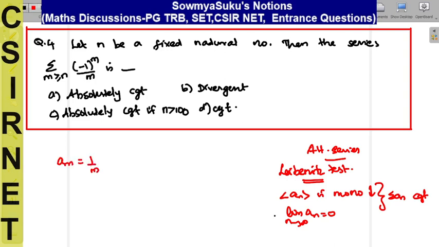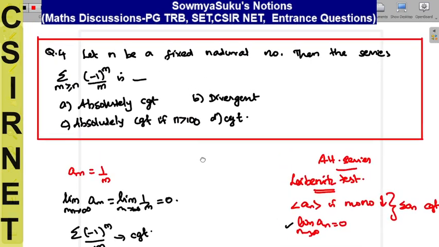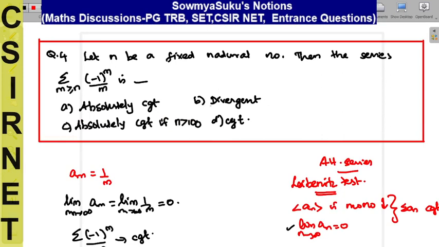Then check this one. This is a monotonically decreasing sequence. You can put m equal to 1, 2, 3, etc. and check whether it is decreasing. Certainly it is a decreasing sequence. Then the limit as m tends to infinity of am equals the limit of 1 by m. As m tends to infinity, 1 by m tends to 0. So we can say that the corresponding series summation of minus 1 the whole power m divided by m is convergent. So divergent is not possible, because we are getting that it is convergent.